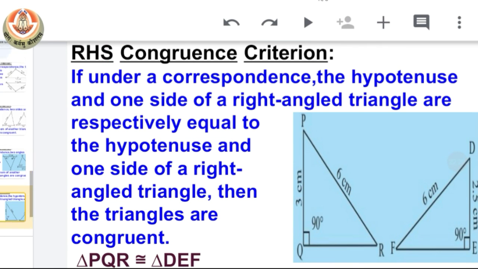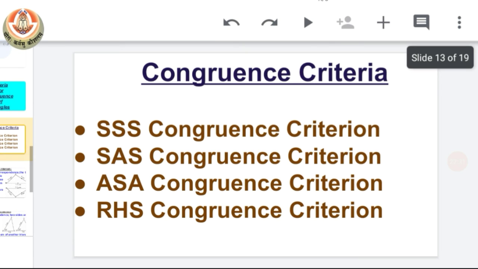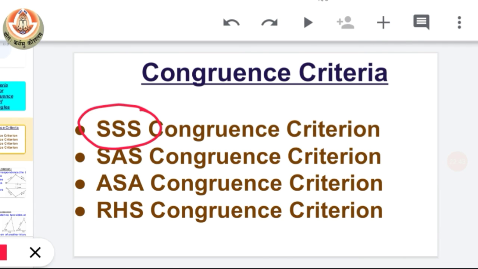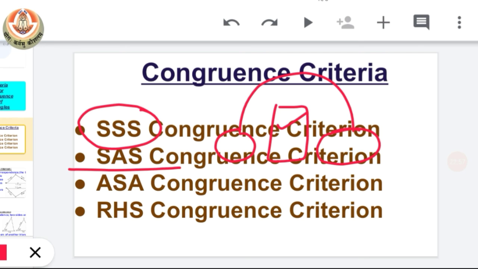I hope you all get all the criterias very clearly. If not, you have to go through the video again and again. They are such simple criterias. SSS means all the three sides should be of equal length. SAS means two sides should be of equal length and one angle should be of equal measure, and that angle should be in between the given sides.